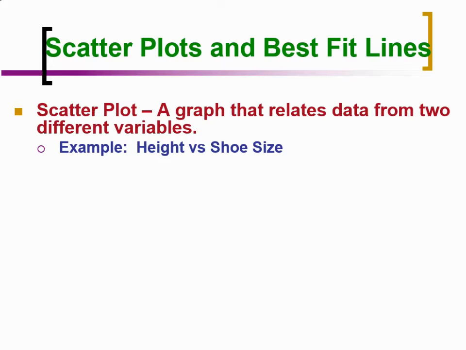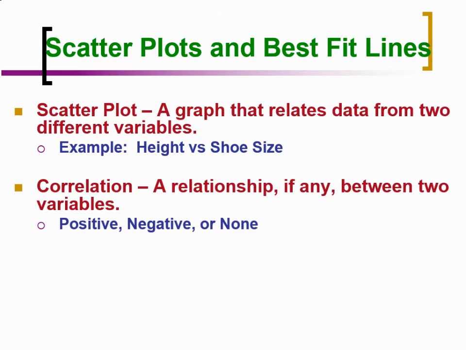Now, we could then look at that scatter plot and decide, is there a correlation? Does someone's height relate or correlate to their shoe size? So a correlation is that relationship, if there is one, between the two variables. So if the two variables do have a correlation, it can be described as positive or negative.